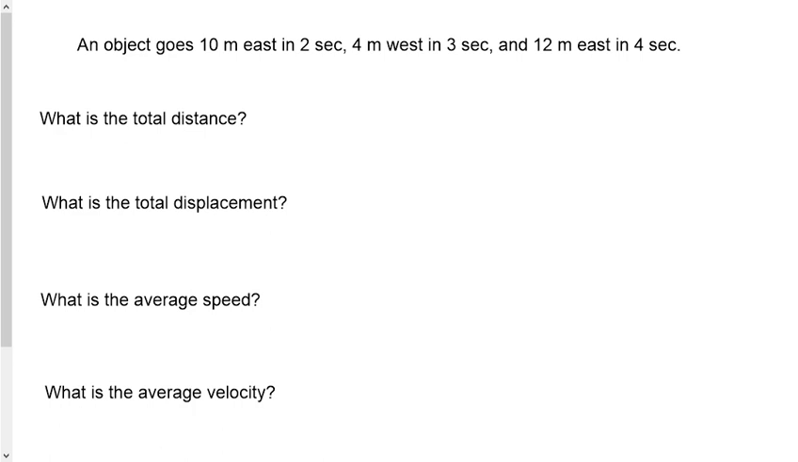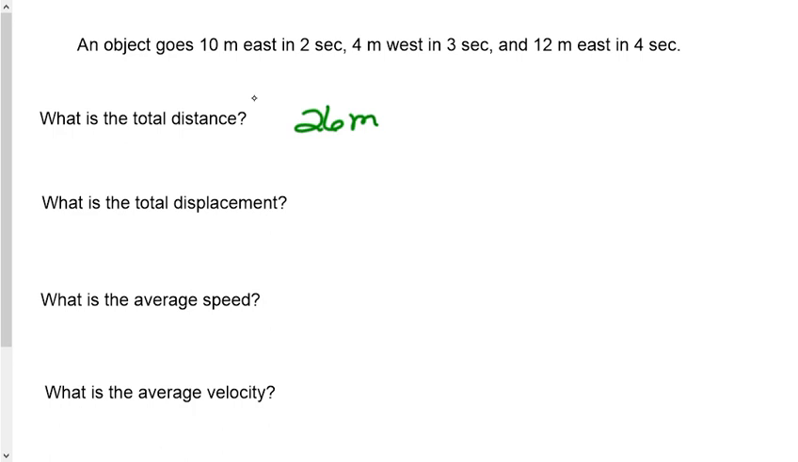Look at an example here. An object goes 10 meters east in 2 seconds, 4 meters west in 3 seconds, and 12 meters east in 4 seconds. What's the total distance traveled? I'll take 10 plus 4 to get 14, and add 12 to that. That's going to give me 26 meters. Total distance, we just keep adding it up, and it never goes negative.